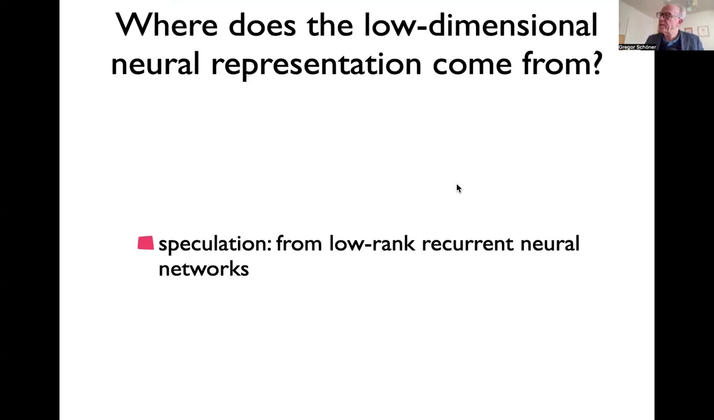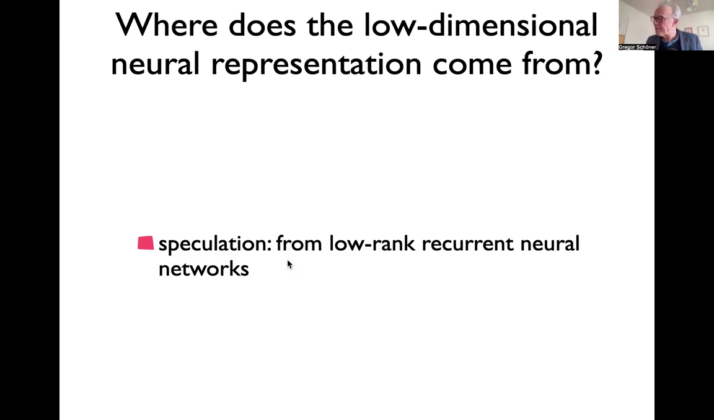So where does the low dimension come from? There is a story being told in theory papers that low rank recurrent neural networks are a possible way to account for this low dimensionality.